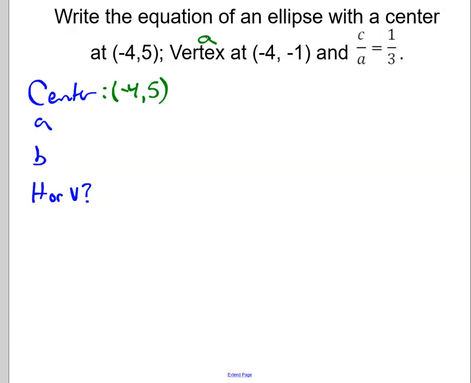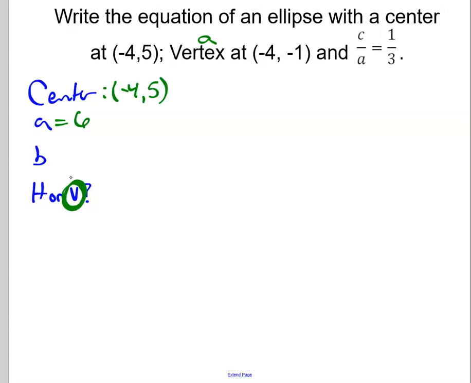So looking at my center to my vertex, to get from my center to my vertex, so (-4, 5) to (-4, -1), I'm going to have to go down 6 units. So my a is going to be 6. Also, since I went down to get to one of my vertices, which is on the major axis, that means my graph is vertical.